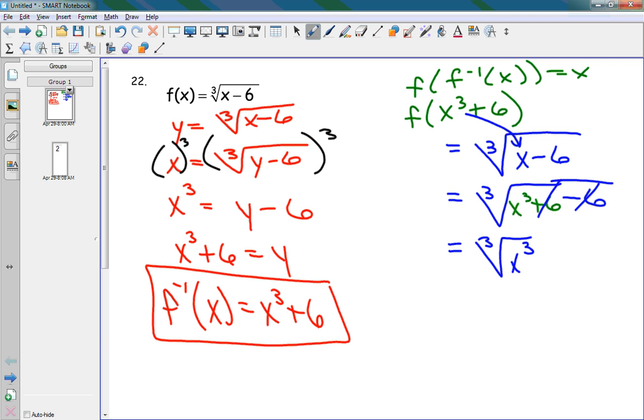And what happens to the cube root of x cubed? It cancels out to give you x. Did I prove that they're inverses of one another now? Yes, you want to explain to me why you guys did so terribly on that part? You did not. Right.